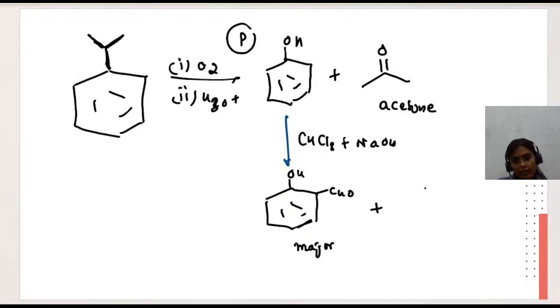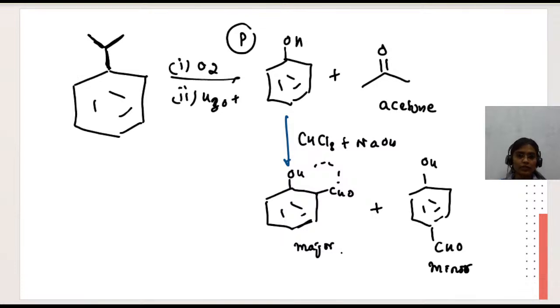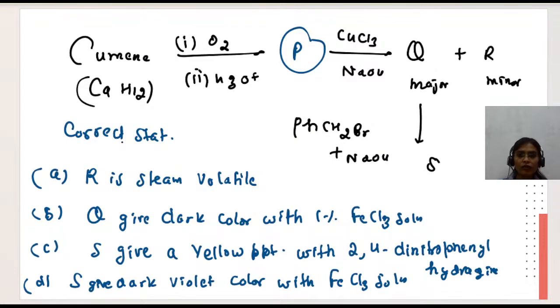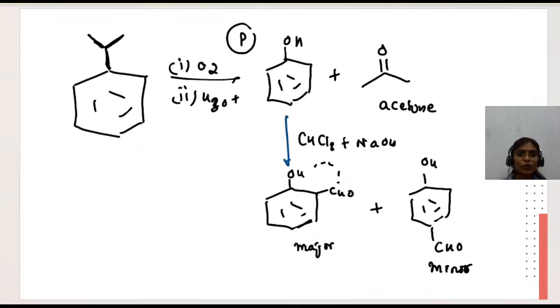Major product, and this is a minor product. I hope you already know. We already discussed this: in this case, there's intramolecular hydrogen bonding. Remember? And hence, it's the major product. Although it's ortho, it's still the major product. And this is the minor product. It's already written in the question that Q is the major and R is the minor. So what is my Q? Q is this, and this is my R.